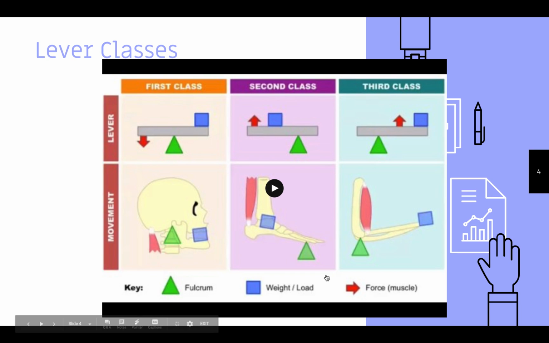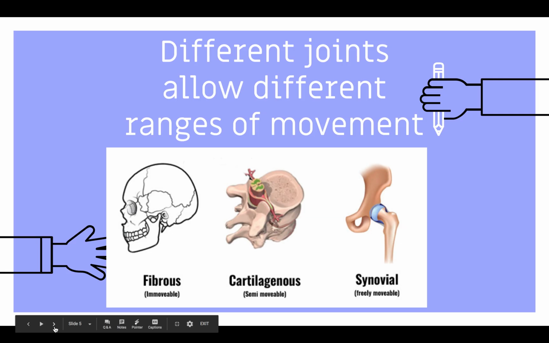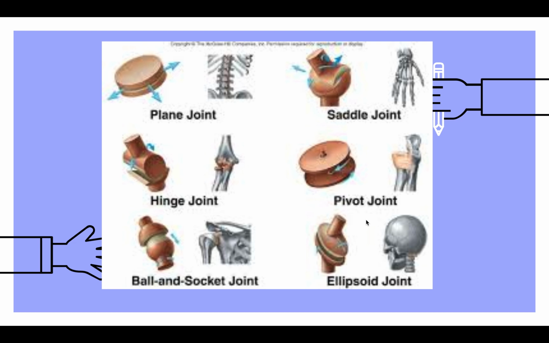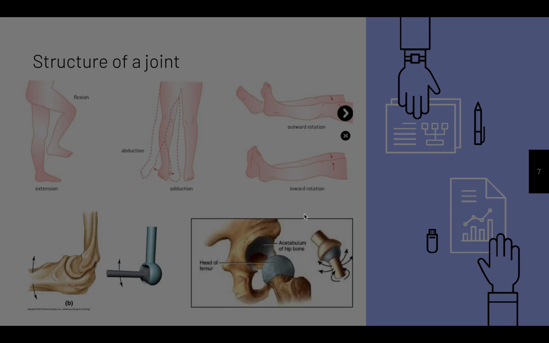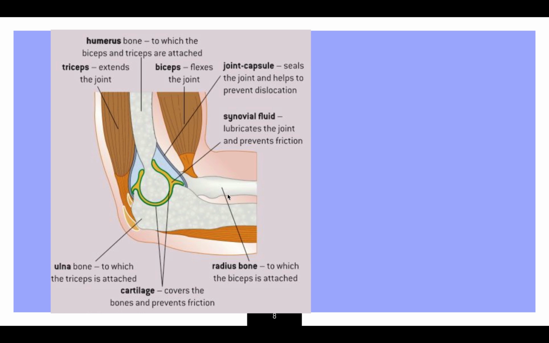And what else did we learn? We learned the three types of joints: fibrous, cartilaginous, synovial. But we don't have to know these two, right? The only joint we need to know is your synovial joint. And these are the types of your synovial joint. But you need to focus on what joint? Ball and socket. Our example is the elbow joint.